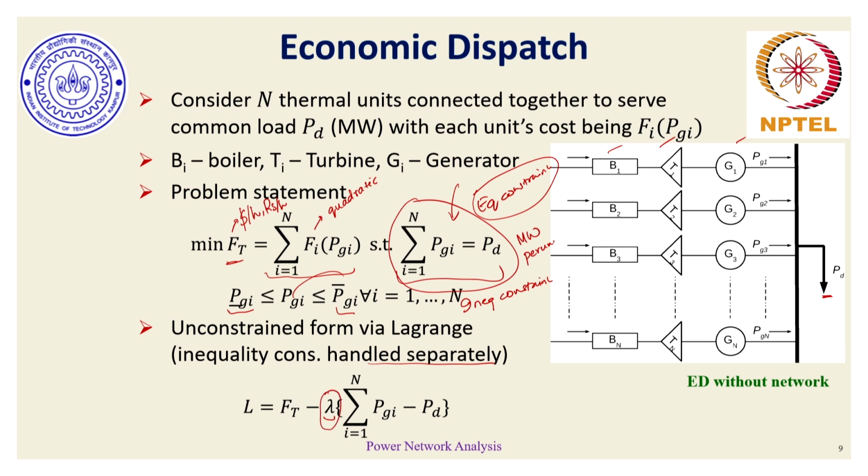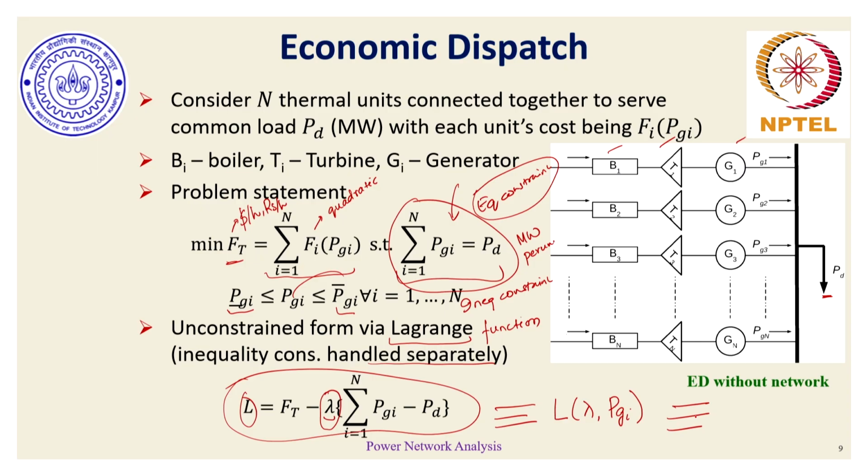A similar notion could also be applied for inequality, but we will not be considering it as of now. This function here represents an unconstrained form of the actual constrained problem, and L comes from the Lagrange function. In this Lagrange function, there are two sets of variables: one is lambda, and the other is the generation of each ith unit. This Lagrange function can be considered equivalent to f of x in the previous slide, where x is lambda and PGi for each ith unit.